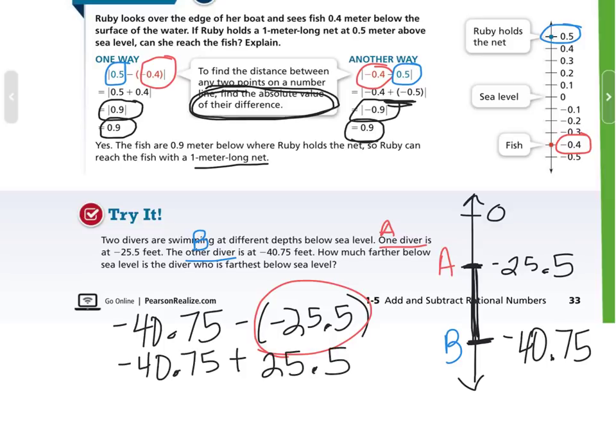and 5/10. So now when you put those two numbers, rational numbers, together using your rules for adding integers, you would get a negative 15 and 25/100. So the diver that is farther below sea level is negative 15 and 25/100 feet lower in the water.